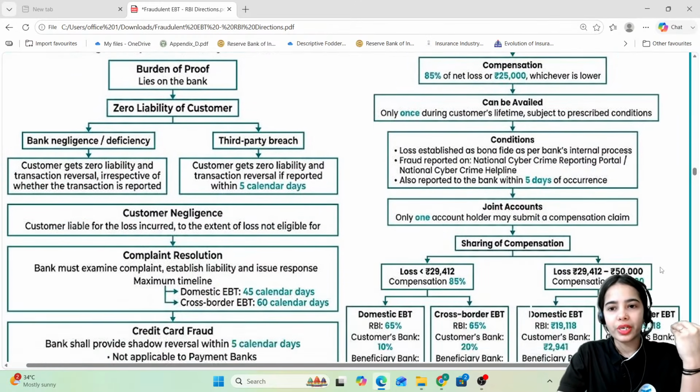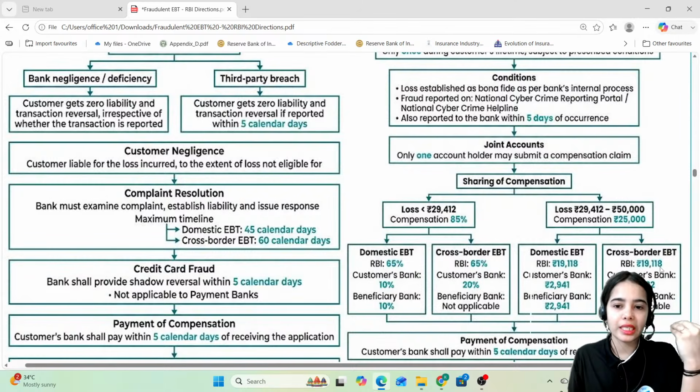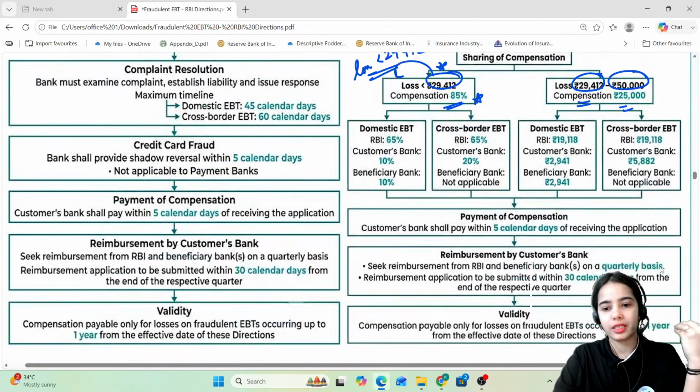Here you can remember that the compensation can be 85% of the net loss or 25,000, whichever is lower. If the loss amount is less than 29,412, then the compensation will be 85%. If the loss is 29,412 up to 50,000, then the compensation will be 25,000. This is the idea.